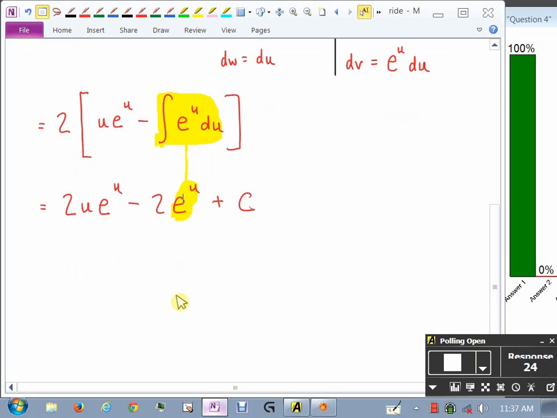Now we have to switch back. What was u? Don't forget, you've got to get back to your original variable. So u is square root of x. So this is 2 root x e to the root x minus 2 e to the root x plus some constant.